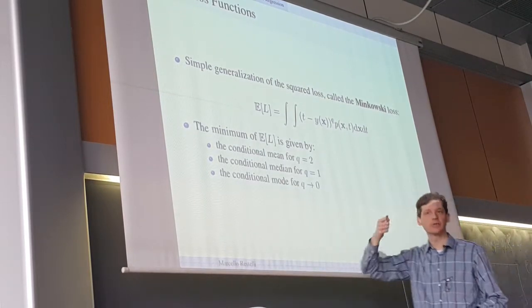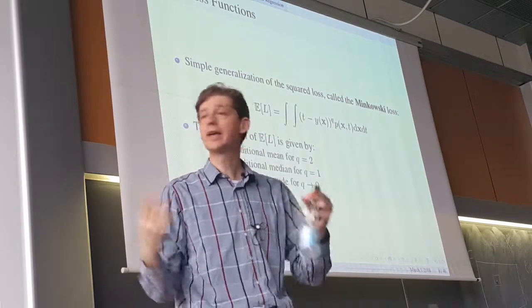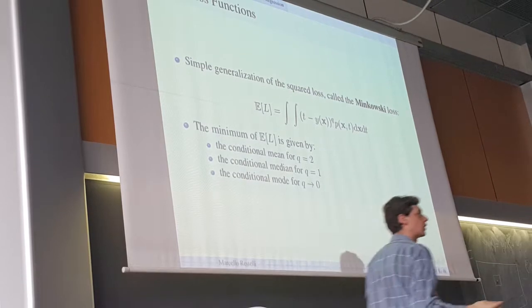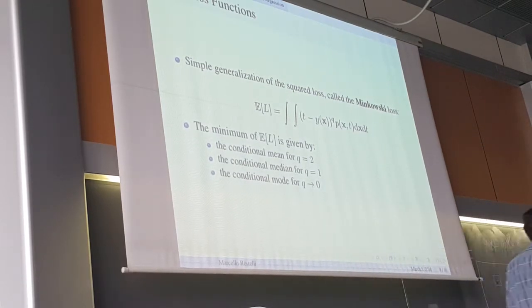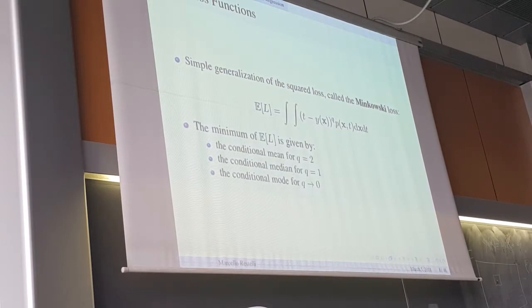Okay, so changing the loss function, as you can see, you find different solutions. In one case, you are aiming at the conditional mean. In another case, you are aiming at the conditional median. In another case, the conditional mode. And if you make other choices, you are going toward different solution concepts.